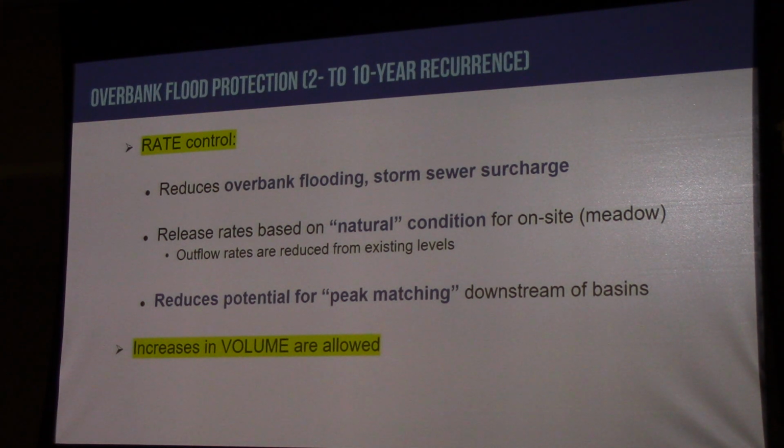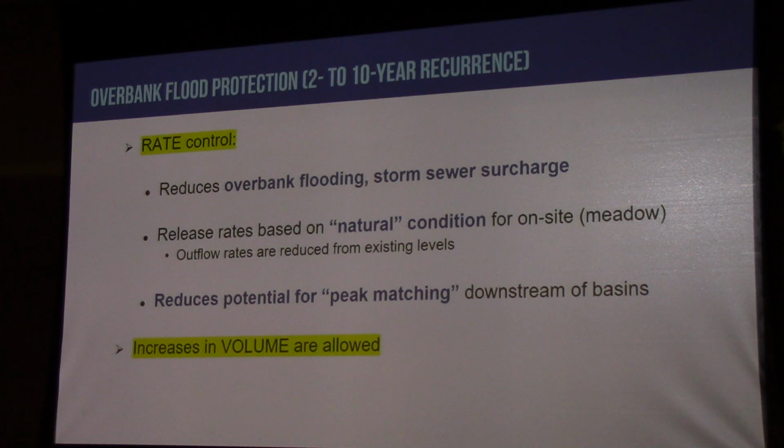Now, the release rates that are prescribed in the ISWIM manual are based on that natural condition, or meadow. And the reason for that is, like I mentioned earlier, you're still letting more water go. It's not like, hey, let's match existing flow and existing volume. You're letting more volume go. So the first thing is we're trying to trade off that effect and minimize downstream impacts. We got more water going out, we need to reduce the peak rate a little bit.